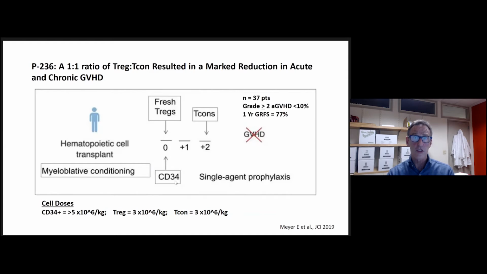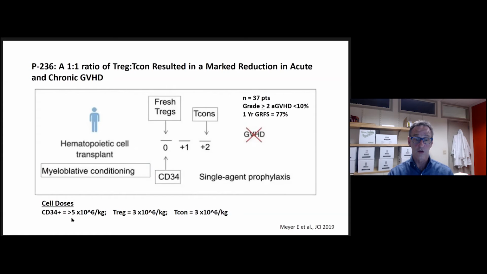It's dose adjusted to pull out 3 million per kilo of Tcon with whatever cells it comes with. And then from the rest of the flow through, there's an isolation procedure, like high-speed cell sorting, to isolate CD4, CD25 positive, CD127 low, FOXP3 Treg cells. On day 0, the fresh CD34 Tregs are infused.